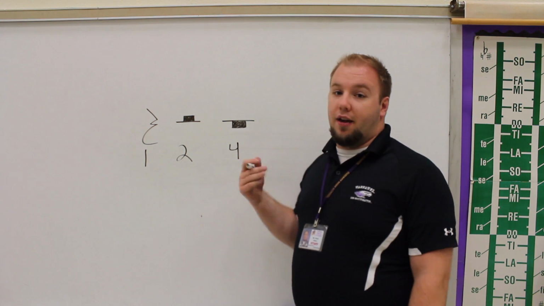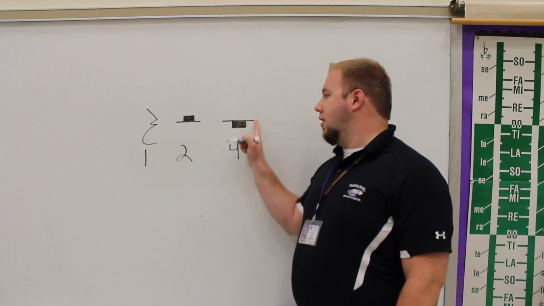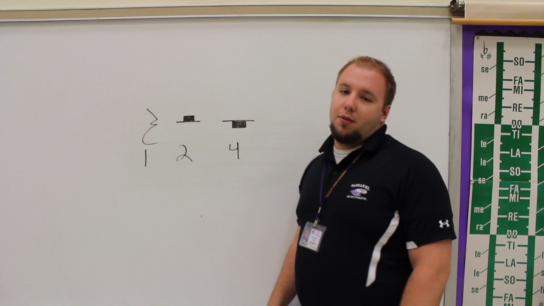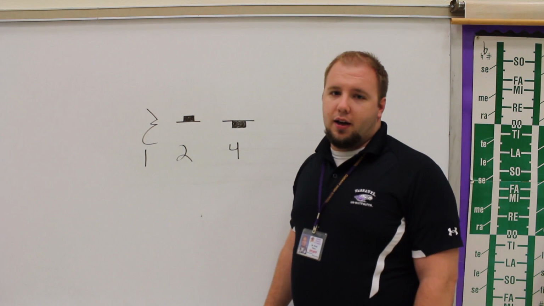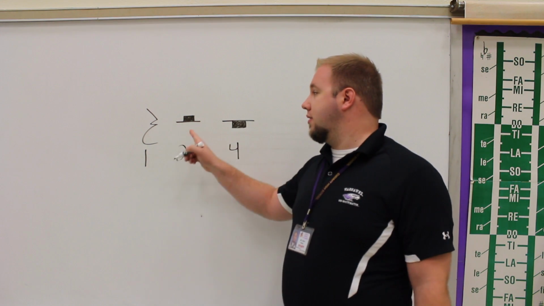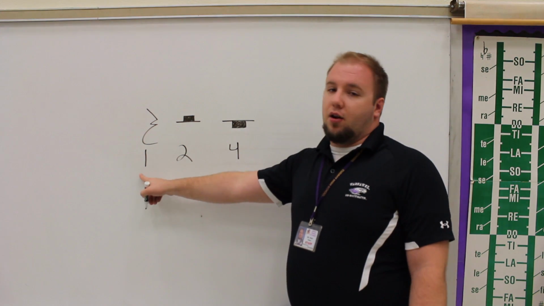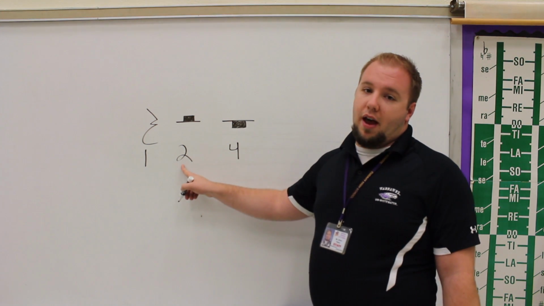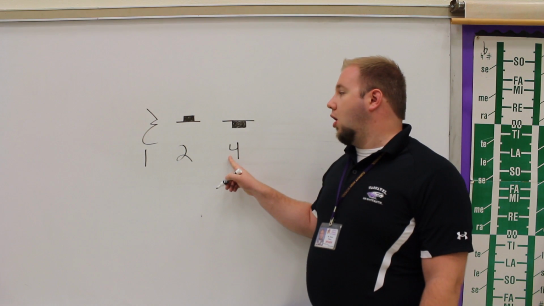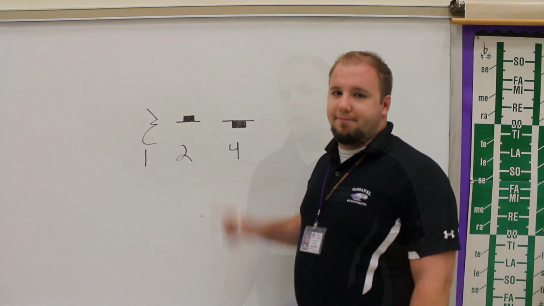The way I can remember what whole rests are is that if they're below the line, it makes it look like there's a hole in the line. So we have a quarter rest, half rest, whole rest, and the quarter rest has 1 beat, half rest has 2 beats, whole rest has 4 beats.